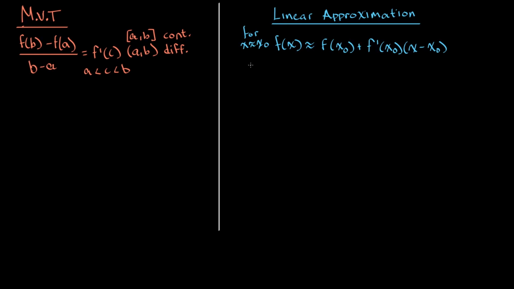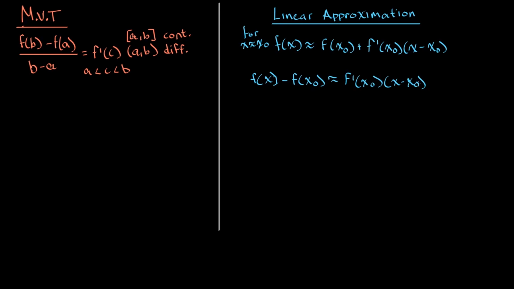But we said we want to compare these guys. So first, let's just show you that this linear approximation formula can end up looking pretty similar to the mean value theorem. And here's how we're going to do that. Let's subtract over f of x naught, and we have f of x minus f of x naught, and this is approximately equal to f prime of x naught times x minus x naught.